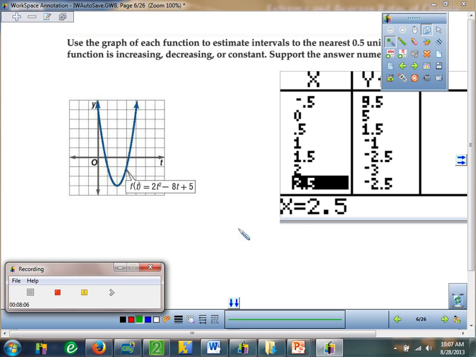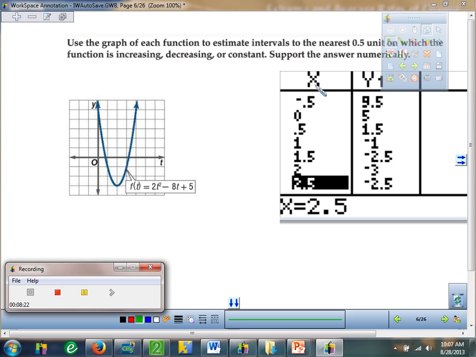Alright, so let's look at another example. Here we have a parabola again. We've kind of looked at this function quite a bit. Now in your calculator you can substitute in x and graph it if you want to, and then you can come up with your table values to kind of see what's going on.